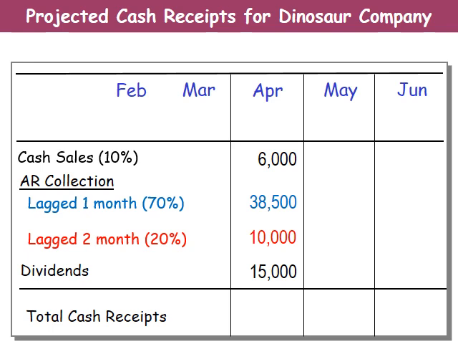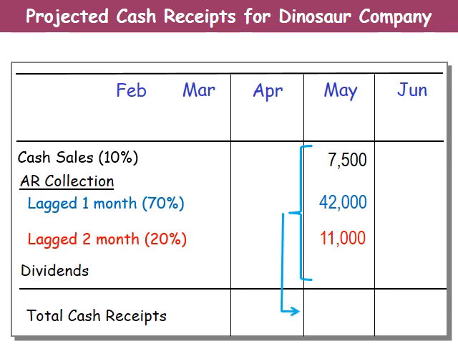Let us find the total cash receipts. Add up all the figures in April. It gives you 69,500. This is the total cash receipts in April. Add up all the figures in May and you have 60.5K. This is the total cash receipts in May.